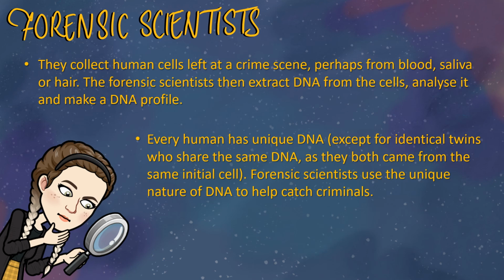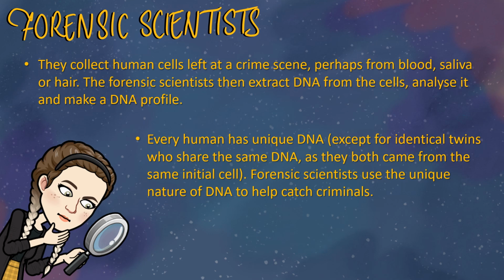So, forensic scientists, they collect human cells left at a crime scene, perhaps from blood or saliva or hair. The forensic scientists then extract the DNA from the cells, analyze it, and make a DNA profile. So, see if you can remember what part of the cell has DNA in it. If you said nucleus, you are correct.